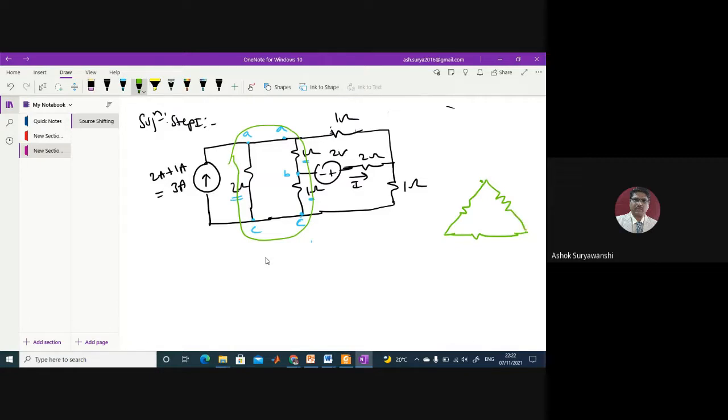Okay. So now in this case, say for example, this B point is here, C point is here, and A point is here, right? So between A and B, there is 1 ohm. Between B and C, there is 1 ohm. And between A and C, there's 2 ohm. You can just check it. I'm just giving you an idea right now. Now this delta can be transformed into star.